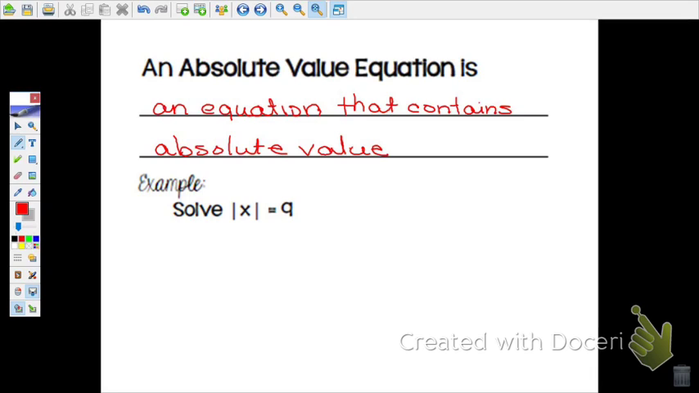So they give us an example. The absolute value of x is equal to 9. If I wanted to solve that, what number can I put in place of x to make that a true statement? 9. Okay. So x could equal 9. Or x could equal a -9.